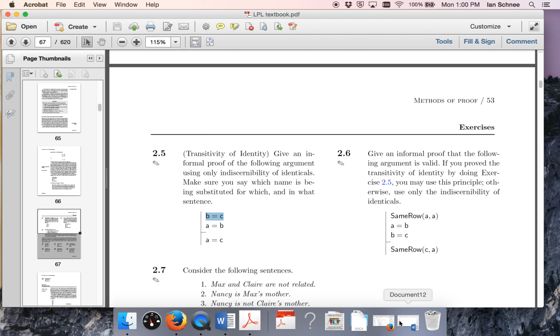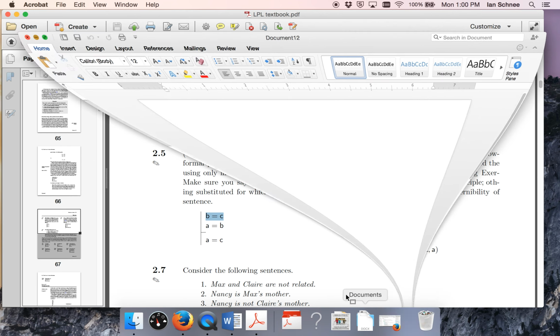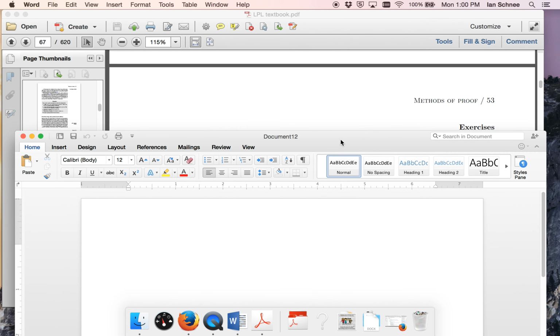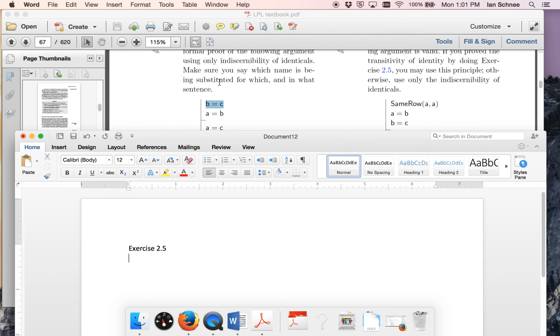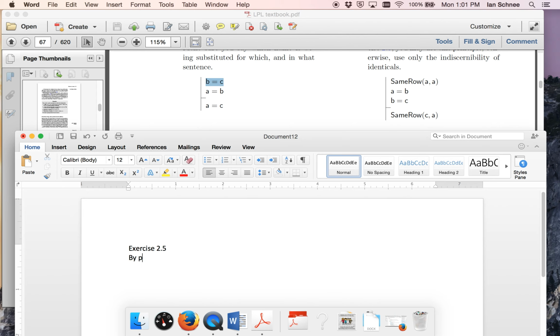Okay, so how do we appeal to that principle in giving an informal proof? Well, remember, proofs are explanations or demonstrations that the argument is valid, so we're going to have to pull up a Word document and give such an explanation or demonstration. Since this is an informal proof, we're going to have to do it in English. So I'm just going to write exercise 2.5. Now here's what my answer would look like if I had to do this for an actual problem set. First, I need to look at my premises and reference them. So I'm going to just say, by premise 1, we know that B is C, B and C are the same object, so whenever we have a B, we can substitute a C, and that's just by II, the indiscernibility principle.